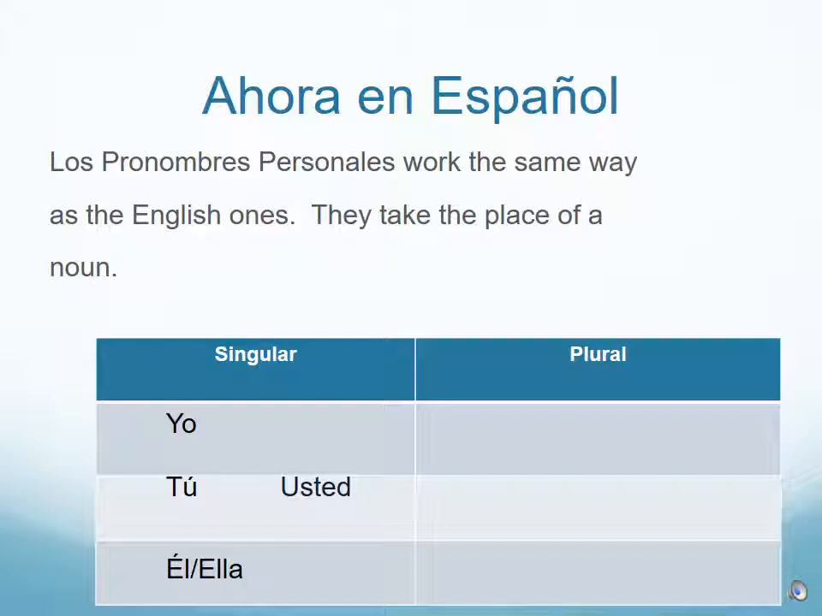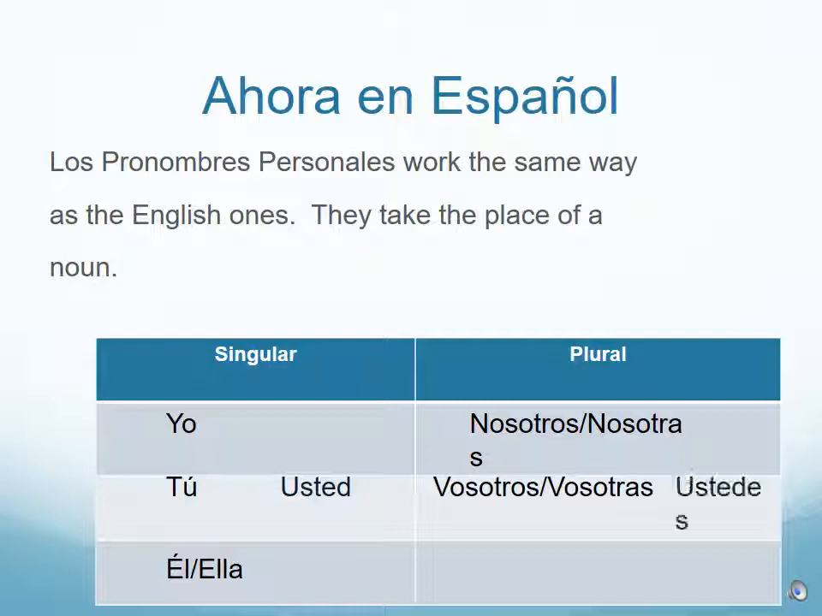The plural ones for we, y'all, and they are nosotros, nosotras, vosotros, vosotras, and ustedes. Again, there's that formal addressing, but we'll get into that in the next slide. And ellos and ellas. I want you to pay attention to a few things. Notice on the singular side, tú and él both have accent marks. If you forget those accent marks, you're not using a pronoun. You're saying a completely different word.